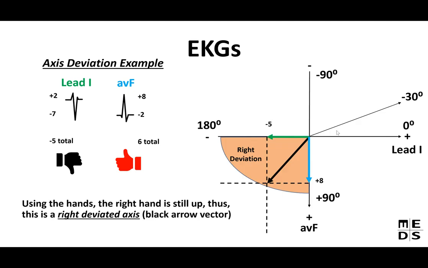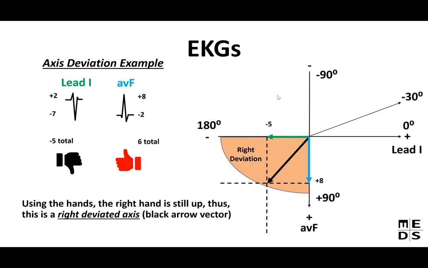So the right hand is red, it's up. And then if you were to actually draw this out, you can see that we start with lead 1 is negative. It's going in the negative direction, which is this green arrow here. And then if you draw the positive of the AVF, it's going to go down in the positive direction here. And if you draw dotted lines here and then make a vector, you can see that it's right deviated through this black vector arrow right here. So I hope this example explains well how to quickly do an axis deviation example by just using your hands and just using leads 1 and AVF.